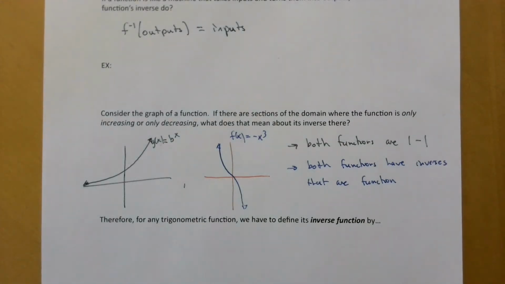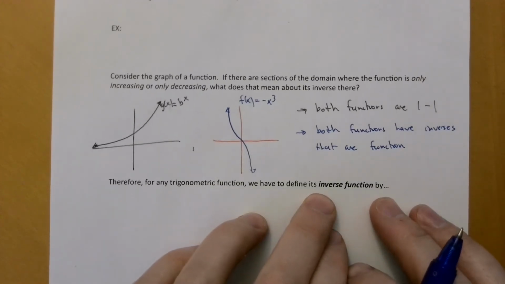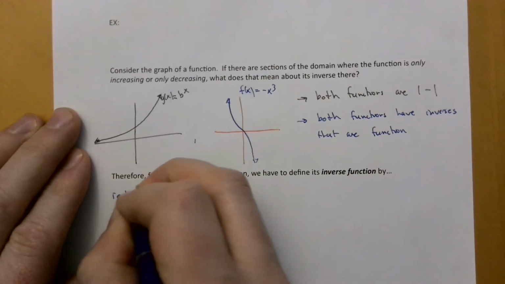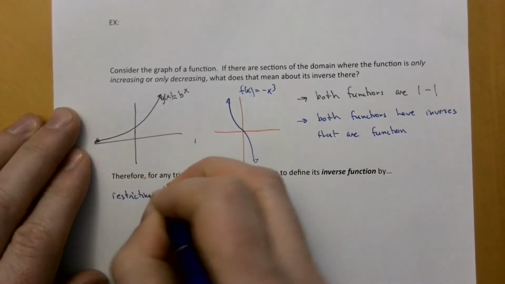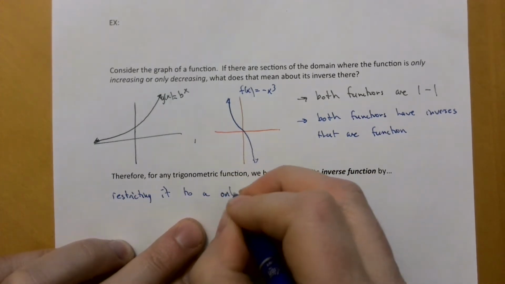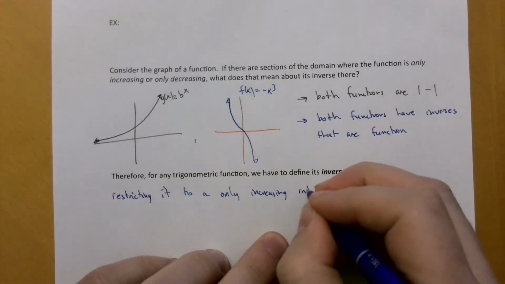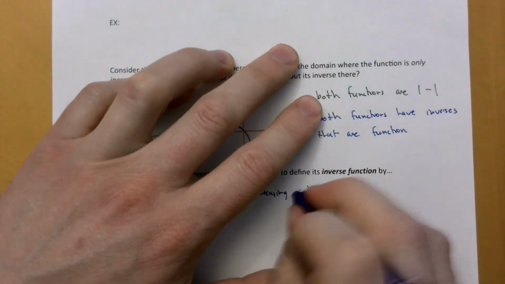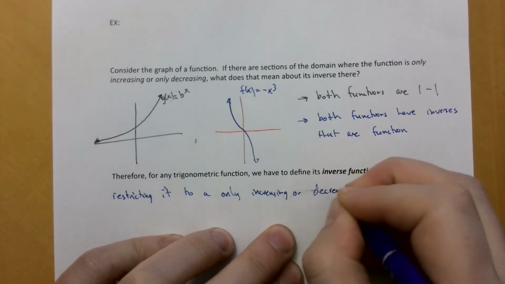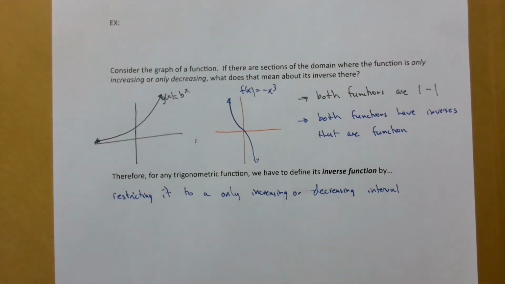So what that means is, for any trig function, we have to define its inverse function by restricting it to an only increasing interval. Let me just say only increasing or decreasing interval. Let me show you what we mean by this.